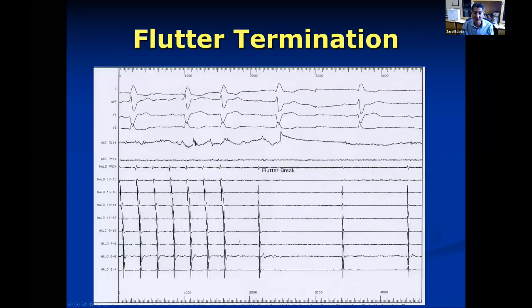When we actually treat the flutter and do the ablation and that circuit can no longer travel, boom, it stops. The flutter breaks and normal sinus rhythm, represented by this nice P wave on the surface ECG, resumes. And this is what a normal P wave looks like intracardiac. It's a single spike happening at 60 times a minute, not 300 times a minute.